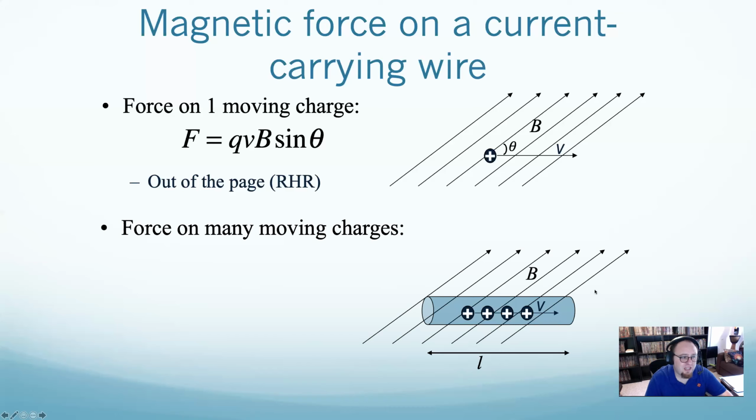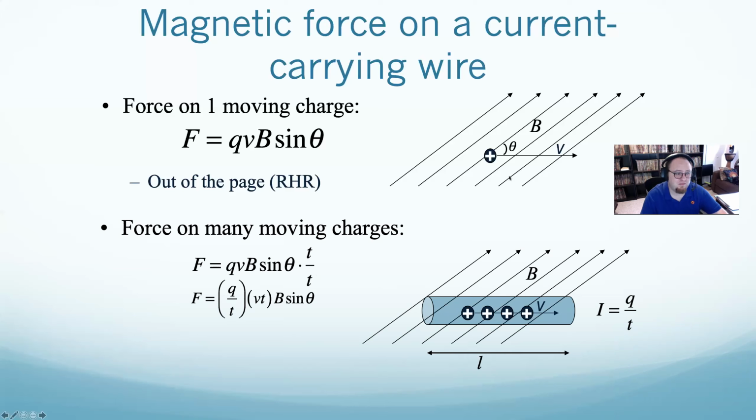In fact, using that equation, if I multiply by 1 in the form of t over t, I could say this is the same as q over t times vt, B sine theta. But q over t, that's how we defined current. And vt will just be the length of this wire, because velocity times time is distance. And that gets me to this equation.